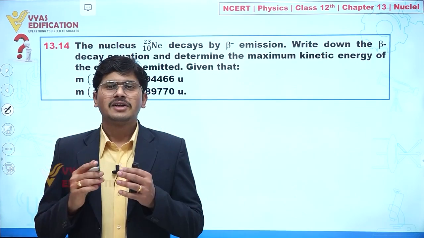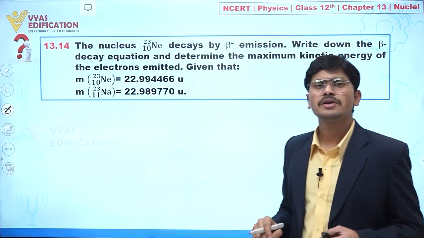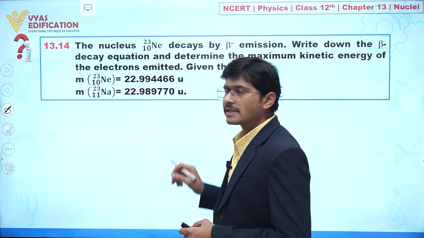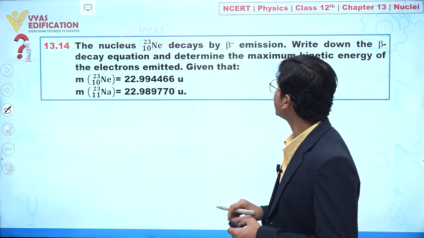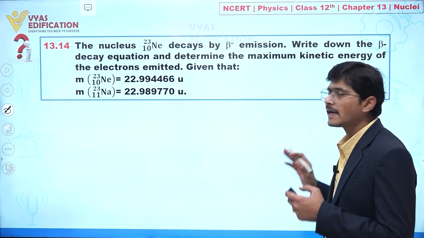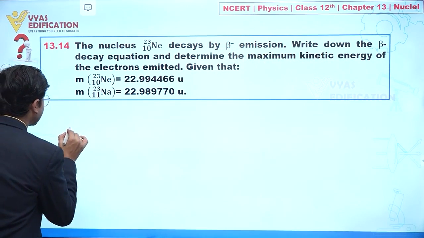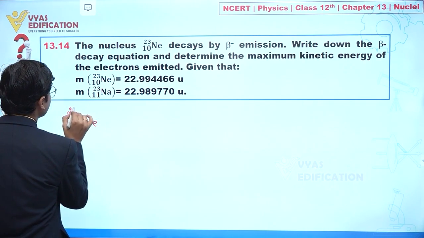Clear everyone? Now students, we are going to discuss question number 13.14. In this question, it is given that the nucleus neon-23 decays by beta minus emission. Now we have to first write the beta minus decay equation. So we can write it like this: this is neon, Z equals 10, and A equals 23.